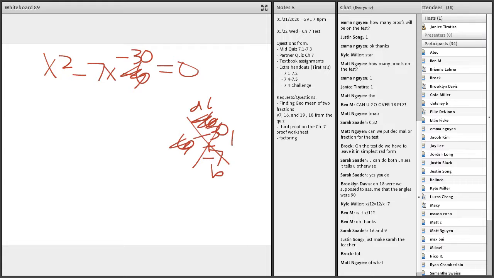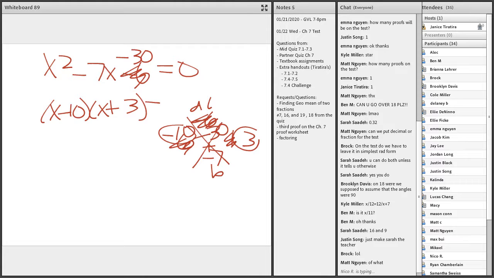Redo. Minus 30. So the two numbers that multiply to negative 30 are negative 10 and 3. My apologies. Negative 10 and 3. So your factors are x minus 10 and x plus 3. You don't have to do the box here because the number in front of x squared is 1. Okay, but if you had a number in front of x squared, you will need to do the box method.